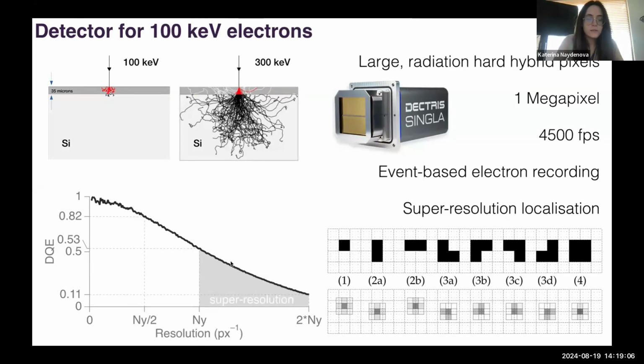It's almost as good as it can get in theory for a pixelated detector. So it's around 100% efficient at zero frequency and more than 50% efficient at the Nyquist frequency. So it's a really good detector.